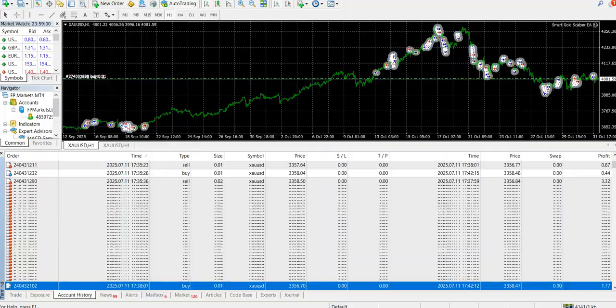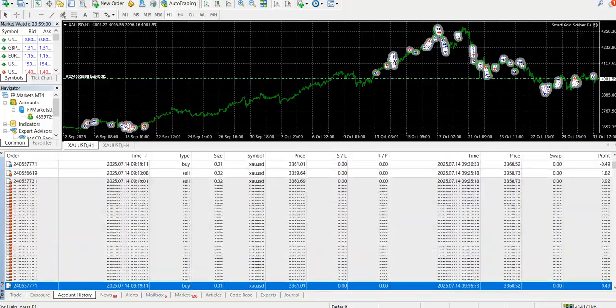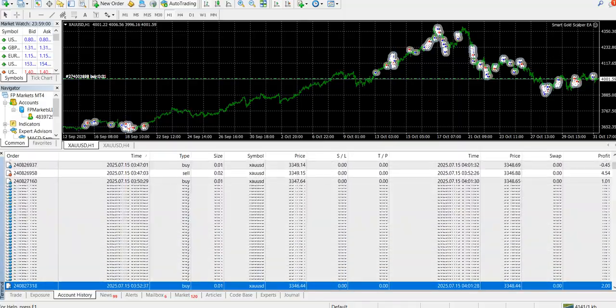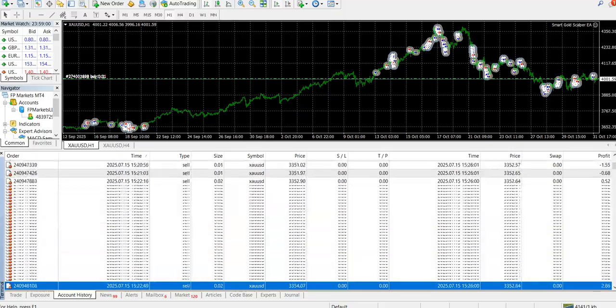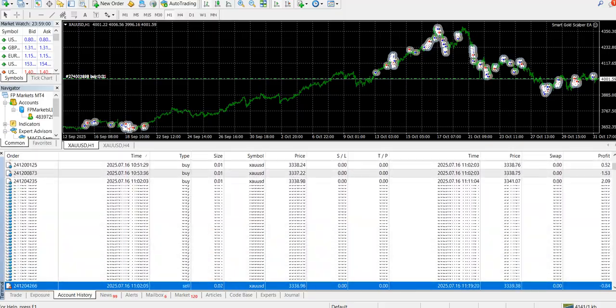However, you can track the performance in the history of myfxbook. If you go through the link that I provided in the video description, you can go to the myfxbook link, and in the history you can check all these trades.